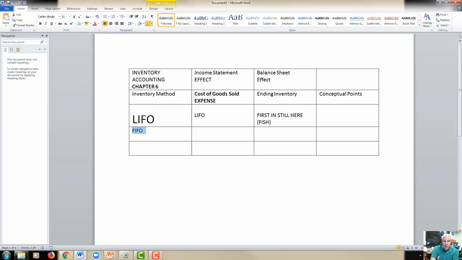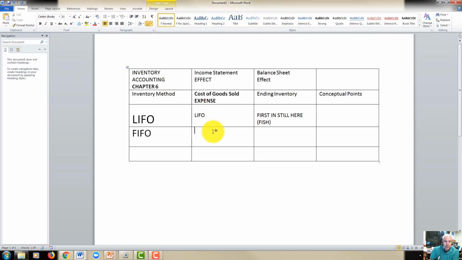For LIFO, again, we always use the acronym of the method we're using. So for FIFO, the cost of goods sold income statement effect is first in, first out, which means last in, still here for the balance sheet, or LISH. FISH and LISH.